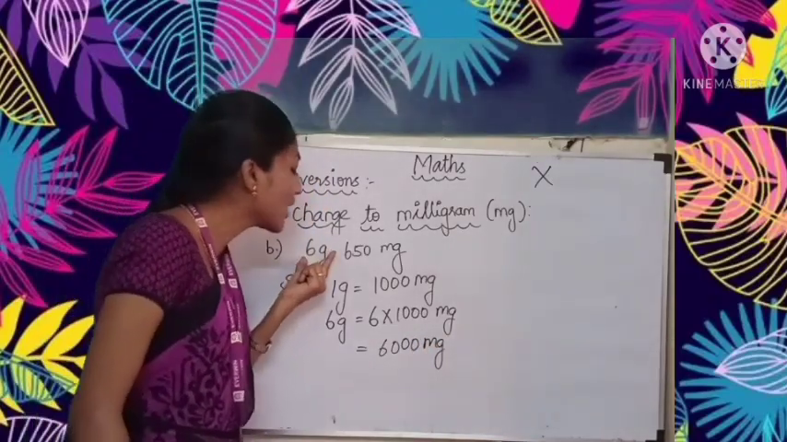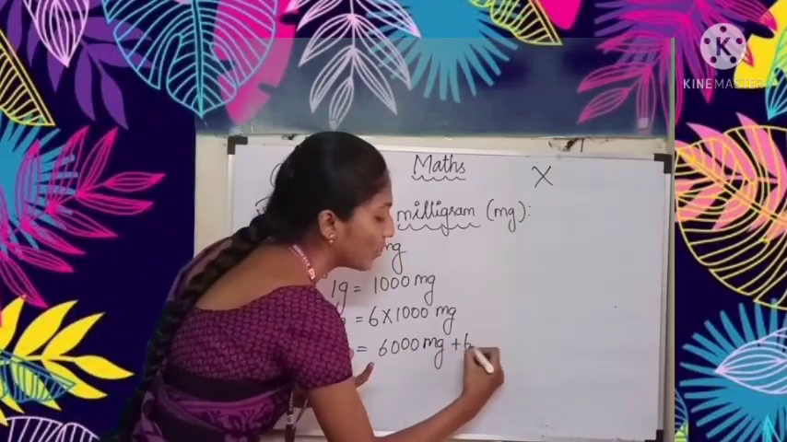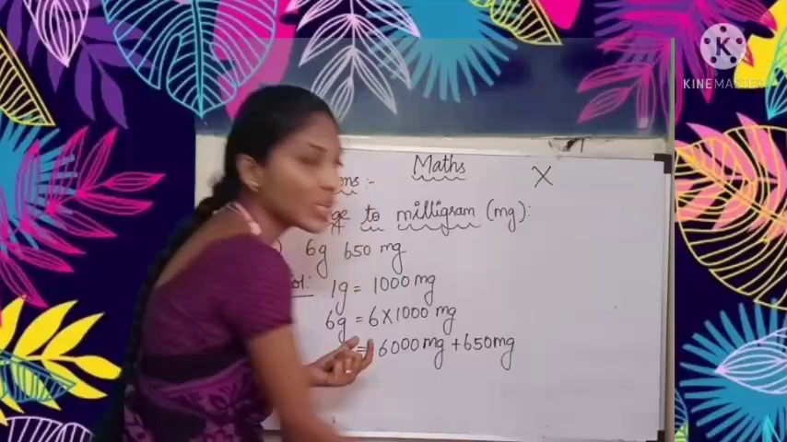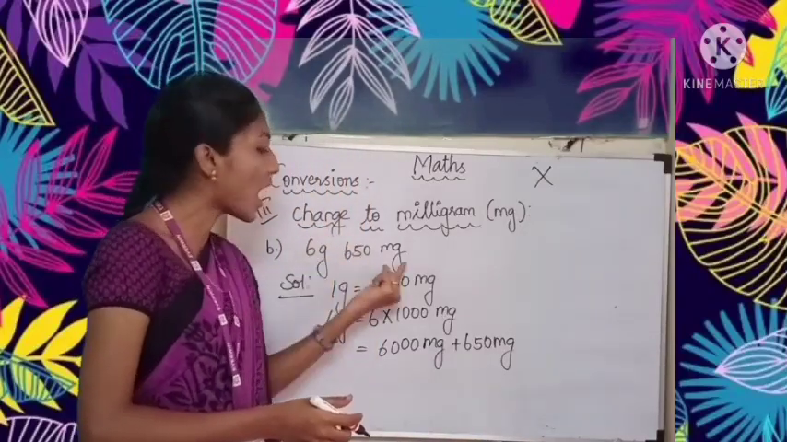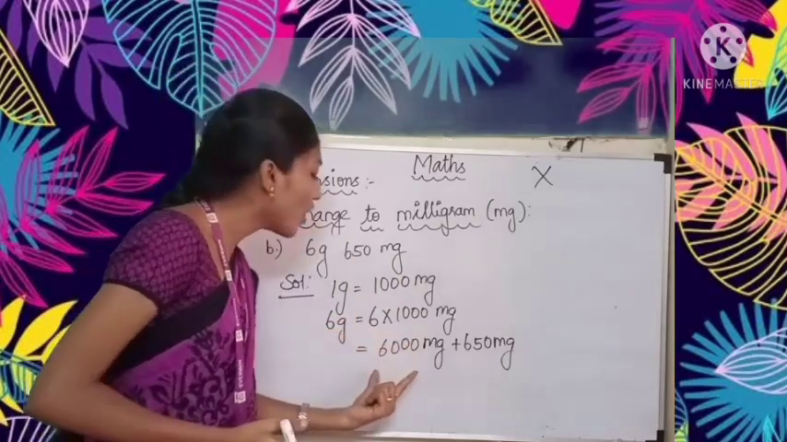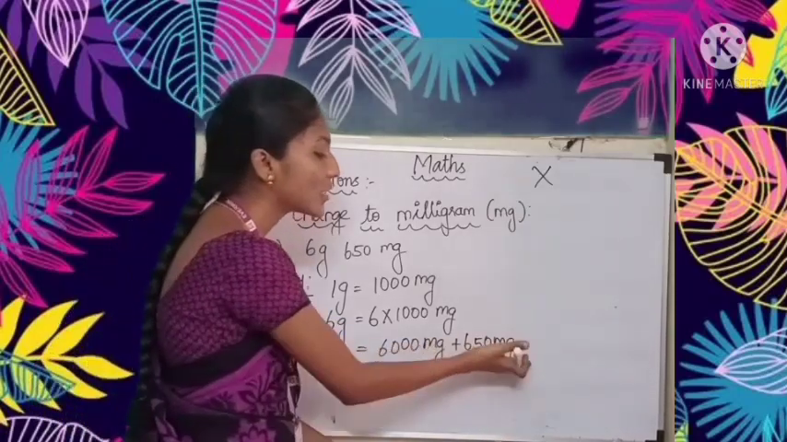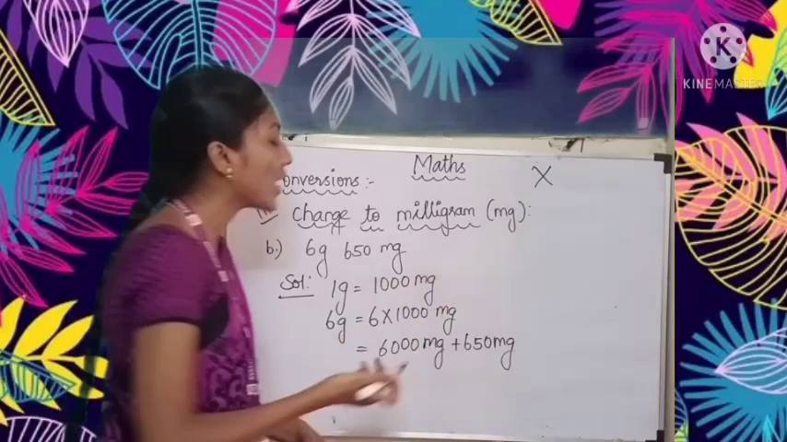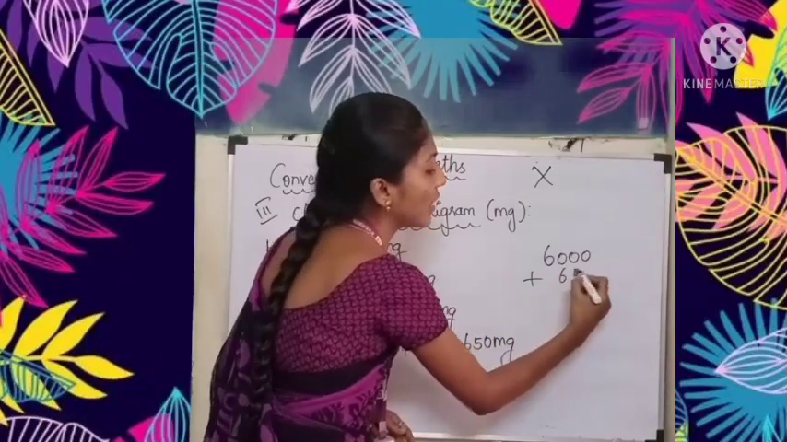After converting the 6 gram to milligram, you need to add this 650 milligram. All are clear, children? You should not add directly because units are different. When the units are same, you can add. So here 6000 milligram plus 650 milligram. Both the side units are same.